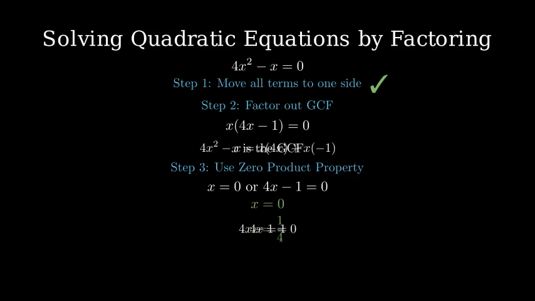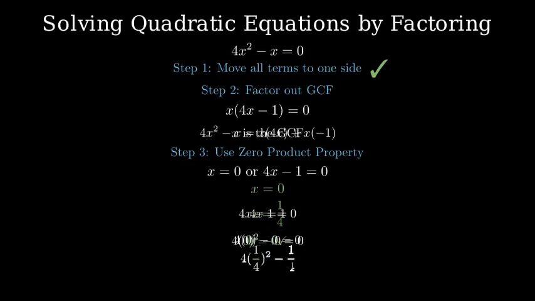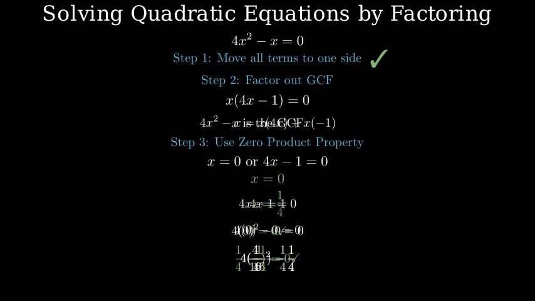Let's verify our solutions by plugging them back into the original equation. First, let's check x equals 0. When we plug in 0, we get 4 times 0 squared minus 0, which equals 0. Next, let's check x equals 1/4. When we plug in 1/4, we get 4 times 1/4 squared minus 1/4.